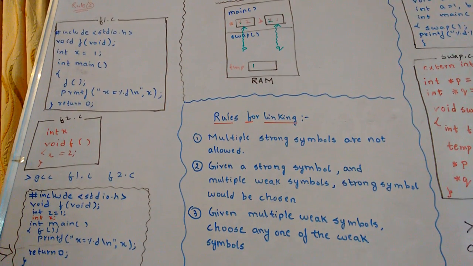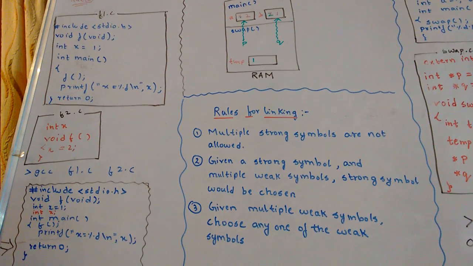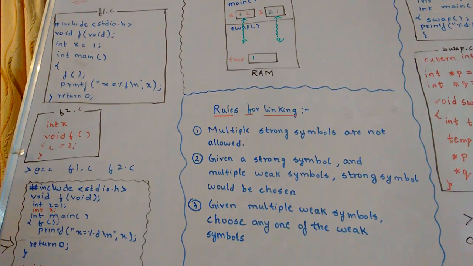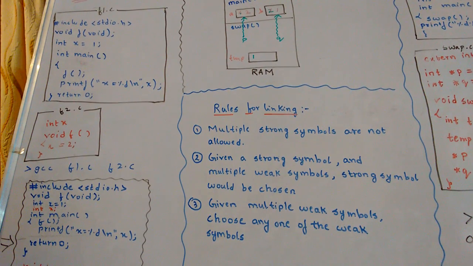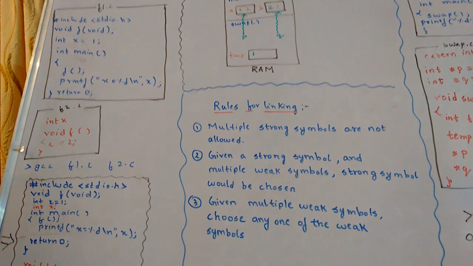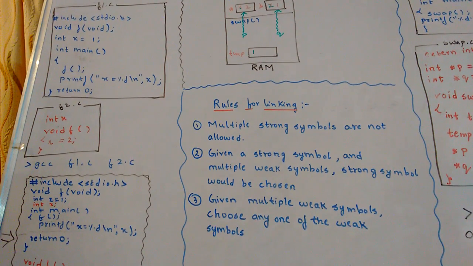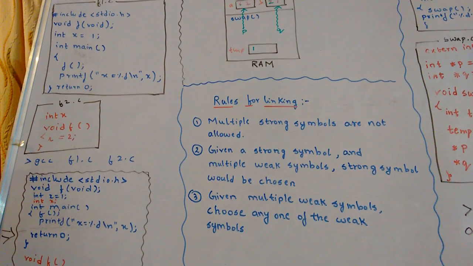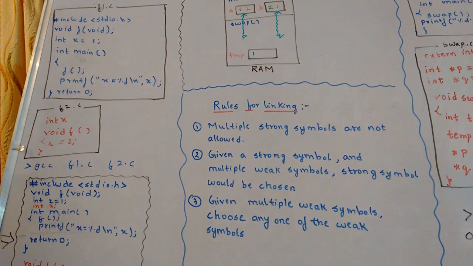After which, if we move on to f2.c, there is int x, and a semicolon should be there. Anyway, it's not initialized with a particular value. Therefore, x in f2.c is considered to be a weak symbol. And then function f is there. So f is a function name, which is a strong symbol.